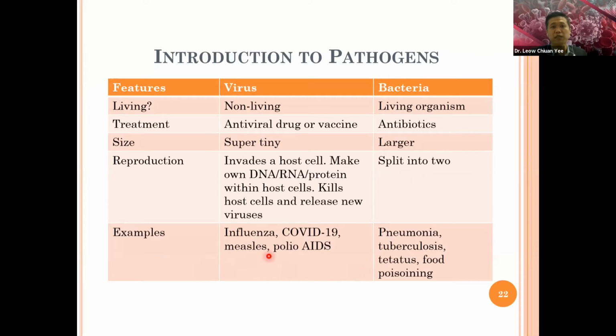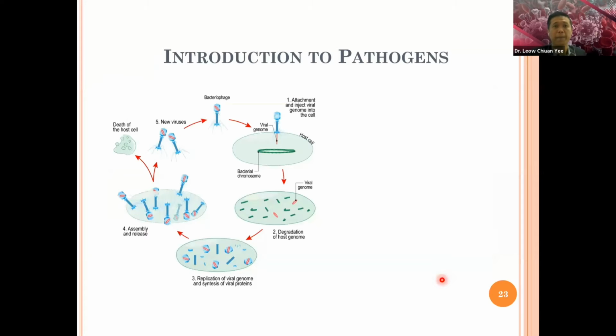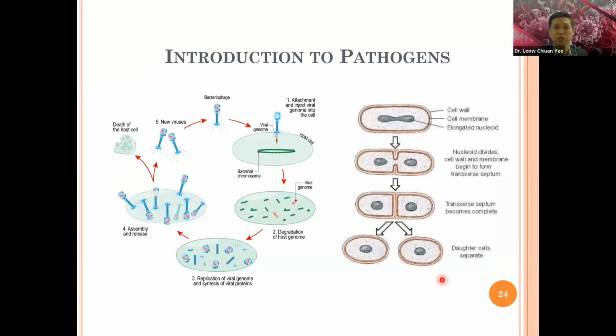And the examples of viral diseases, of course, are influenza, flu, COVID-19 (SARS-CoV-2), measles, polio, and AIDS. And for bacterial diseases, there is pneumonia, TB, tetanus, food poisoning like shigellosis, and so on. All right, so maybe I share with you the difference between these two different organisms.